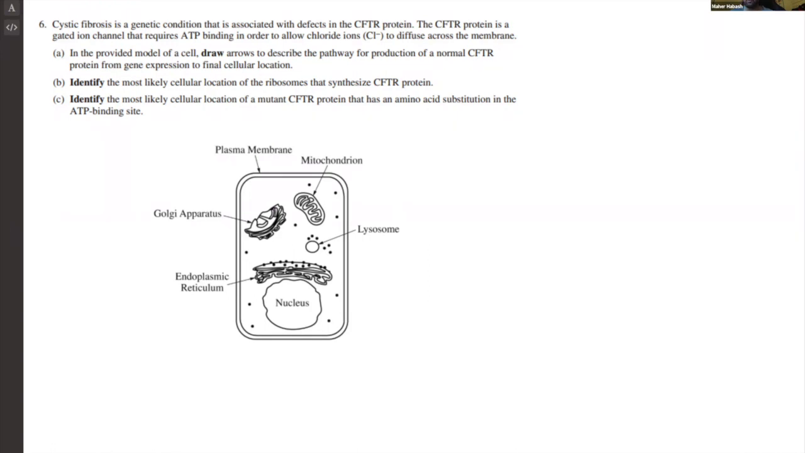So let's go ahead and give this one a try. Cystic fibrosis is a genetic condition that is associated with defects in the CFTR protein. The CFTR protein is a gated ion channel that requires ATP binding in order to allow chloride ions to diffuse across the membrane. In the provided model of the cell, draw arrows to describe the pathway for the production of a normal CFTR protein from gene expression to final cellular location. Okay, so gene expression basically begins where?